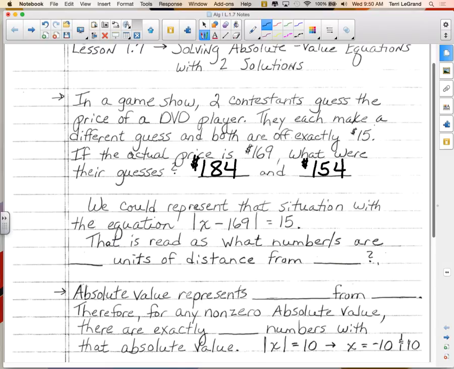Who wants to share with us how you actually got that? What did you do? You have to do something to actually get those choices. Chase? I just added 15 to 169. I subtracted 15 from 169. Okay, so you added to the 169 and you subtracted from it, and that takes us exactly $15 away from it.